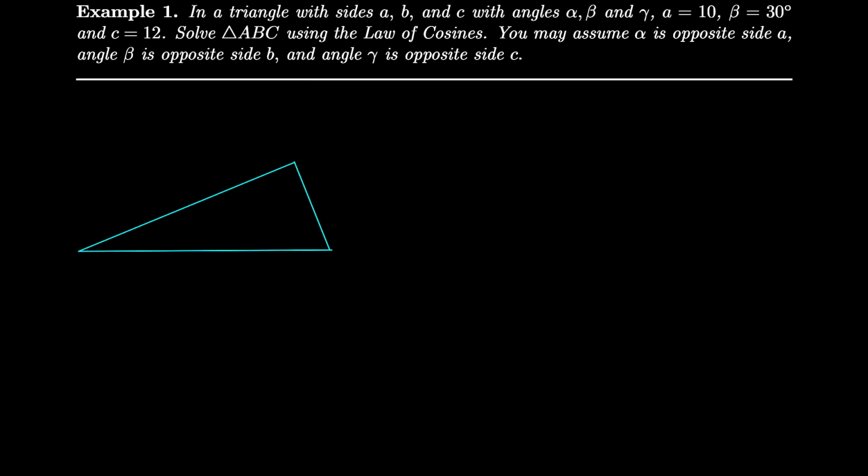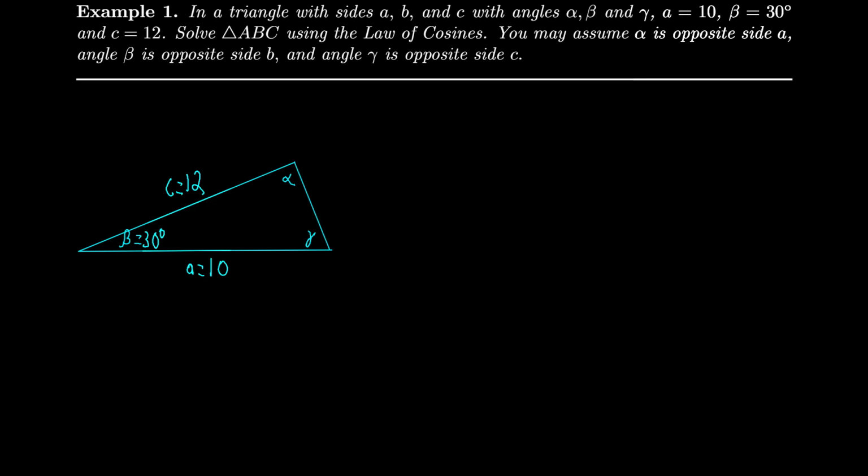And you know that right here beta equals 30 degrees. That's this one. And then you've got your other two angles up here, alpha and gamma. Okay? So you've got alpha and gamma. And then you have that A is 10 and C is 12. Like this. So we want to solve triangle ABC using the law of cosines.